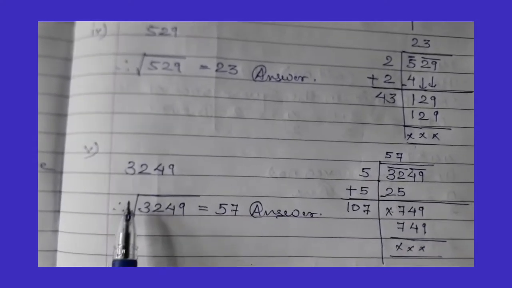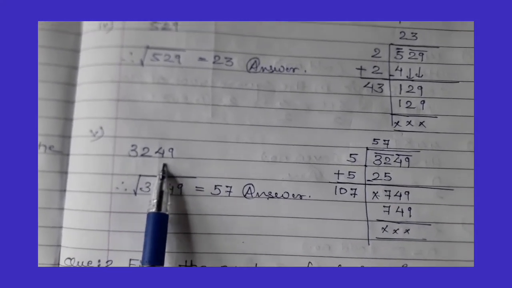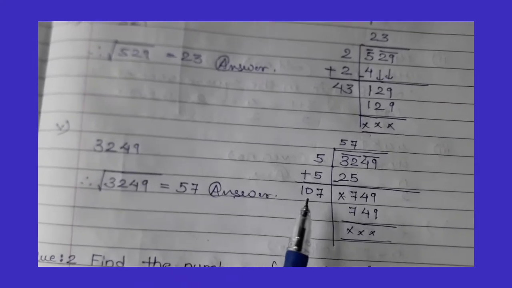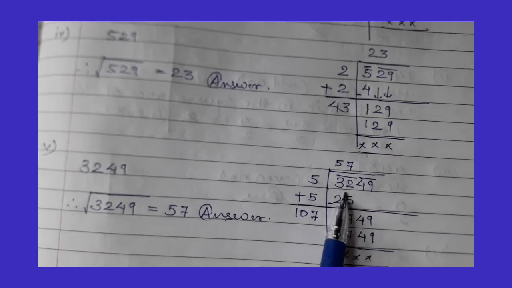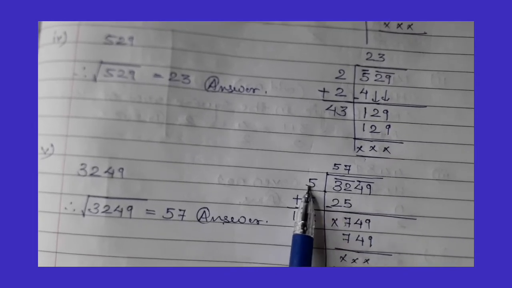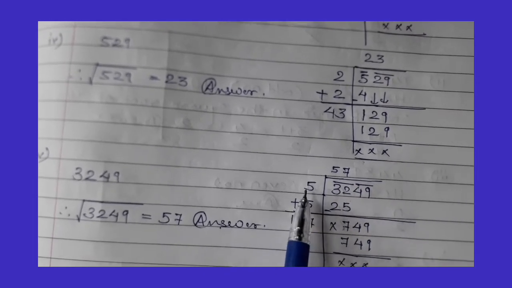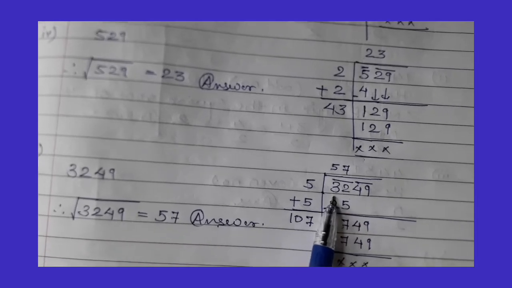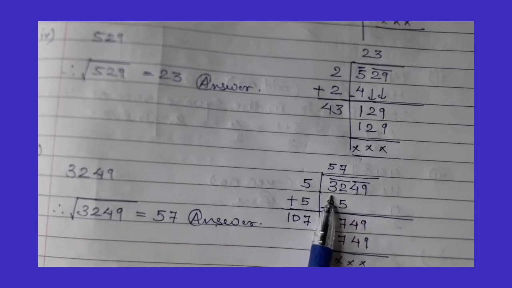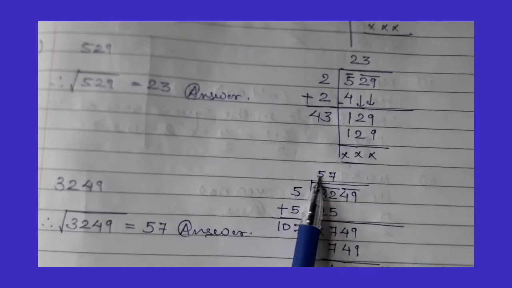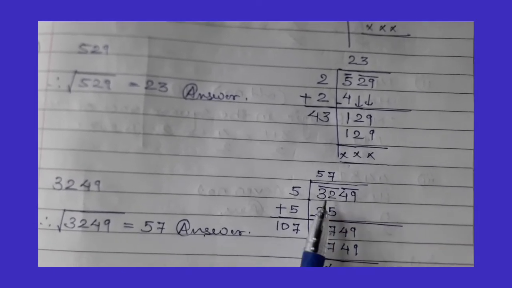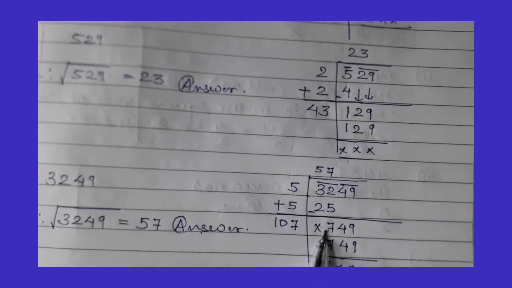Okay, then next part 3249. Similarly we have to do, children. 49 first pair, 32 second pair. Then 5 5s are 25, because 6 6s are 36, so that will be greater than 32. That is why we'll do by 5. 5 5s are 25. Then by subtraction 7 is left.